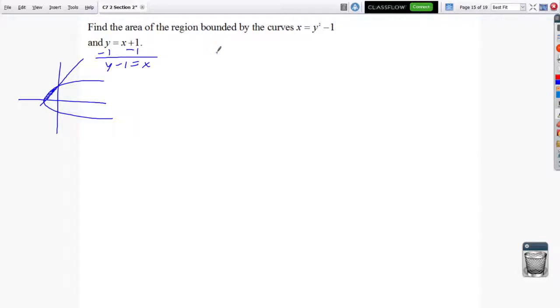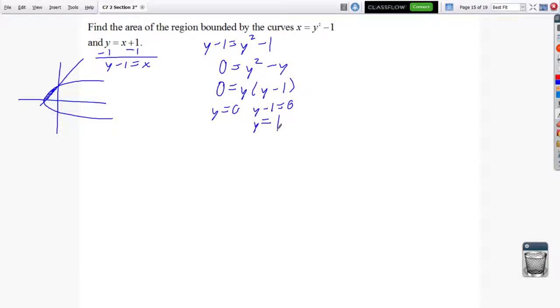Now to find my boundaries, I'm going to take y minus 1, set it equal to y squared minus 1. Solve that any way I know how. Let's see. 0 is equal to y squared minus y. Okay, cool. So this becomes 0 is equal to y times the quantity y minus 1, which means either y equals 0 or y minus 1 equals 0. So my two limits are y equals 0 and y equals 1.